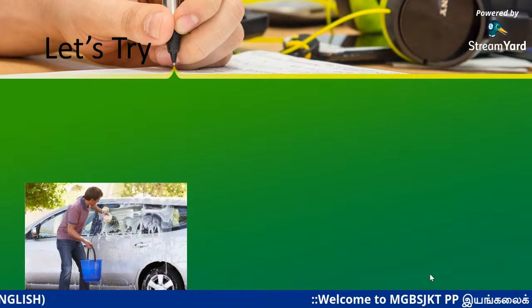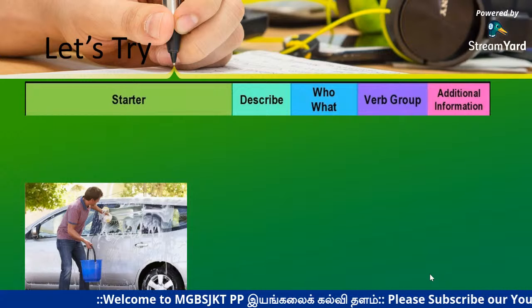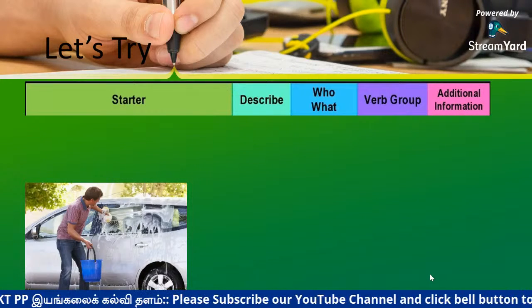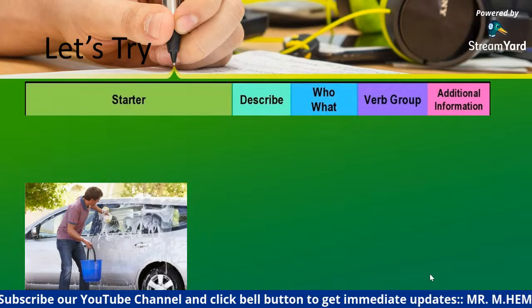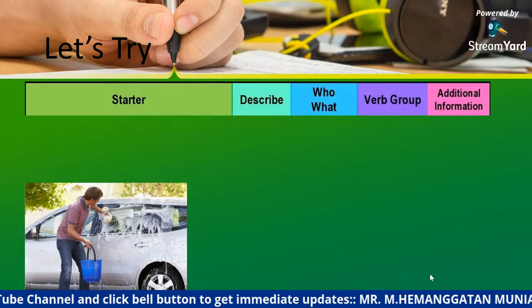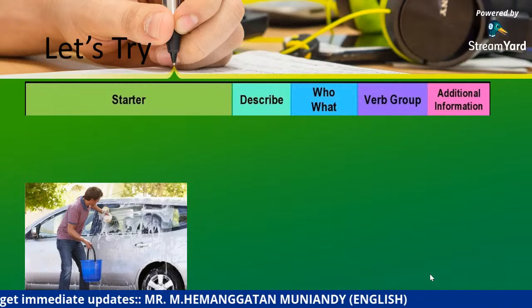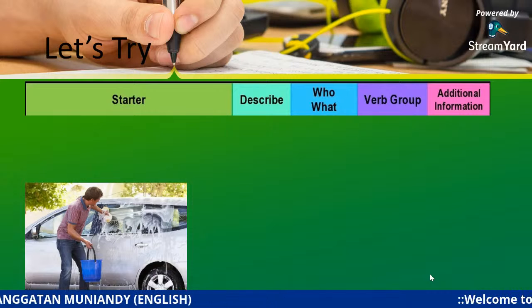Okay, my dear viewers, I have two more for you. Let's look at it. This is the framework. You can see there is a man. You can just call him a man or father, or you can give him a name, any title you like. He is washing his car. I want additional information as well. Anyone would like to try?